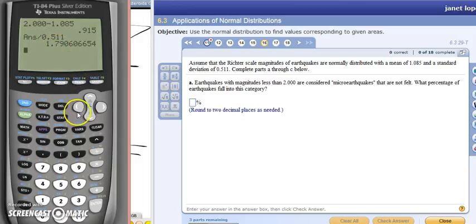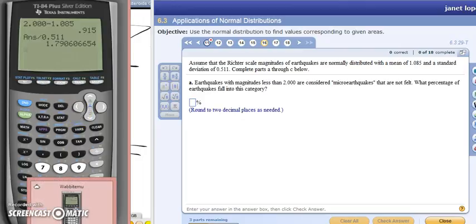When you look it up, you get 0.9633. It's kind of difficult to look it up sometimes because you have to look for the exact number or the number rounded up.